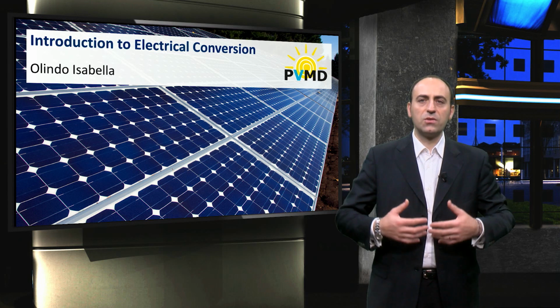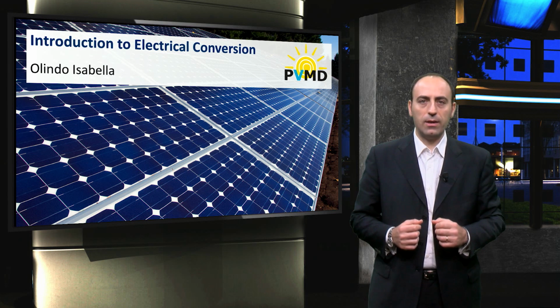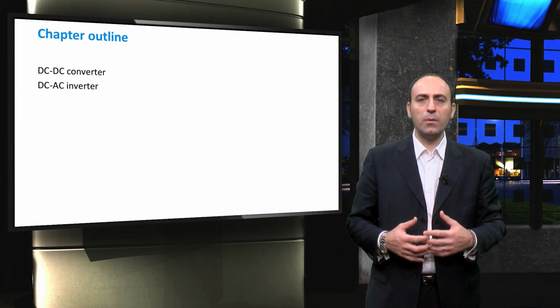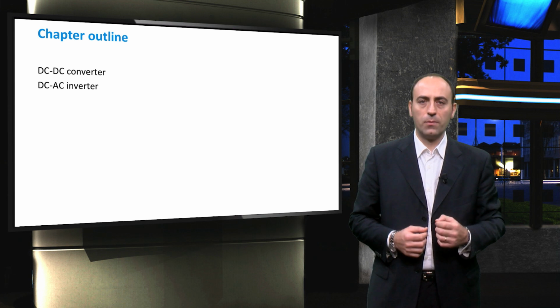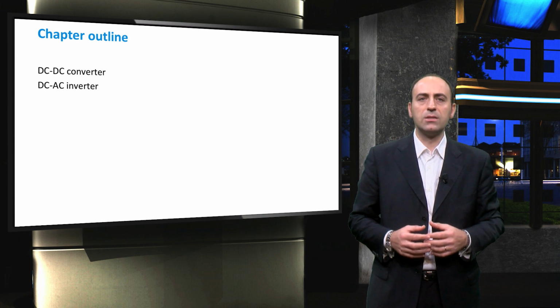A core device associated with PV systems is the converter, which is based on power electronics. Hence, the topics treated in this chapter are two: DC to DC converter and the DC to AC inverter. Both of them belong to the balance of the system.